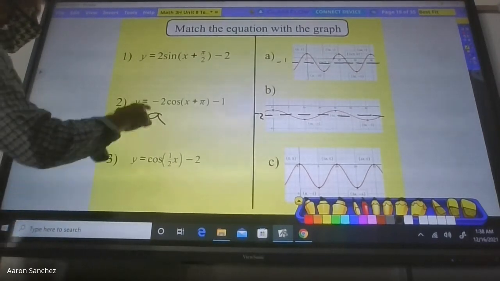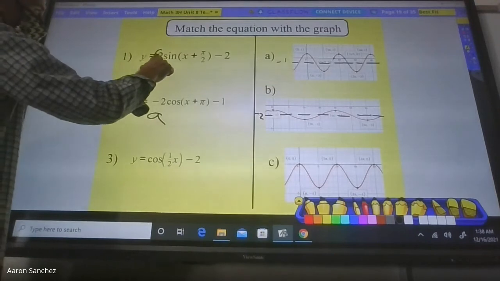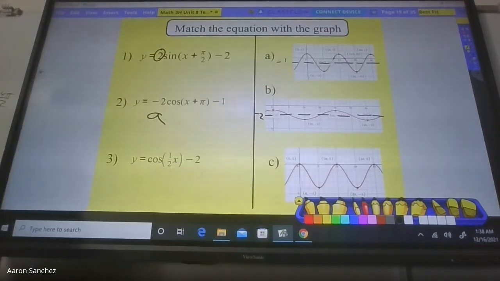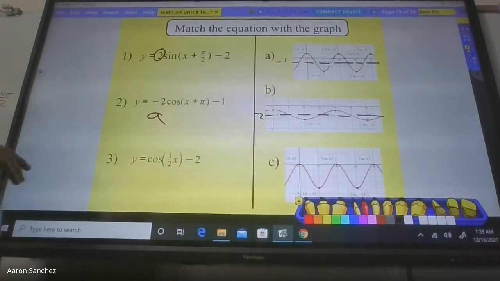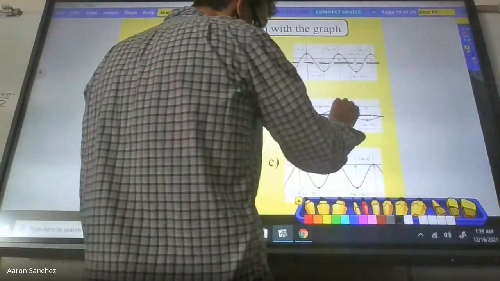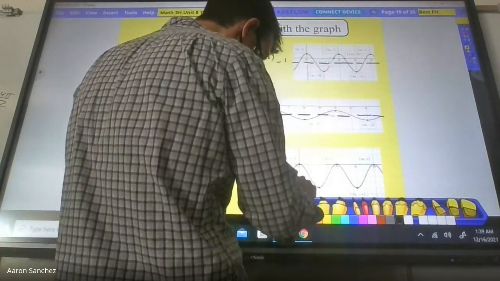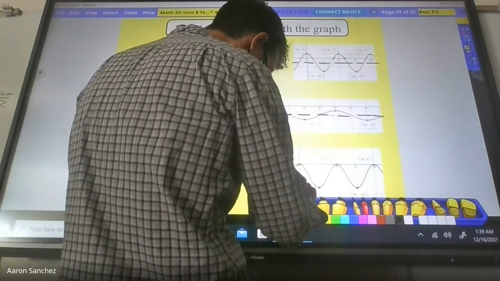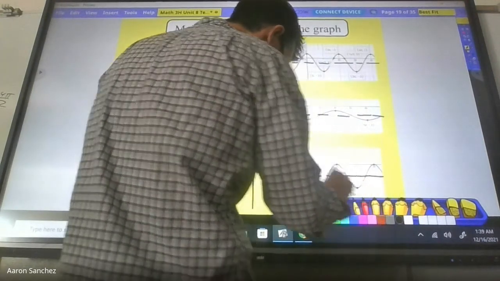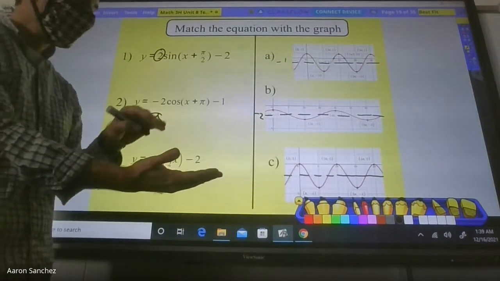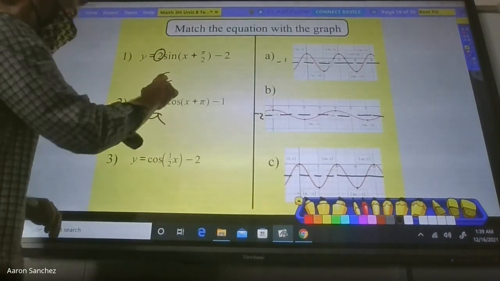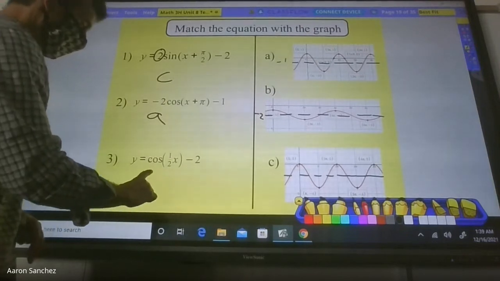this. Cosine and sine. Another thing I'm going to look at, this has an A of 2. So what does that mean? It goes up 2 from the midline, right? So I have my midline here. I look at this one, it goes up 1. I look at this one, my midline here, I can see from my midline it goes up 2. You guys see that? So then this is going to be C, process of elimination, B.